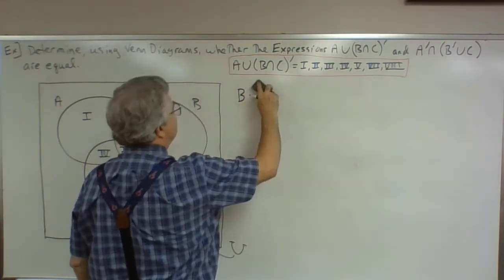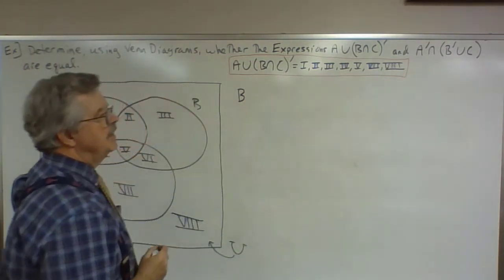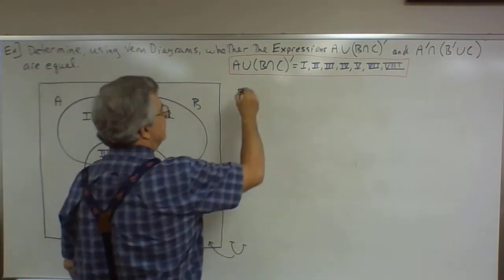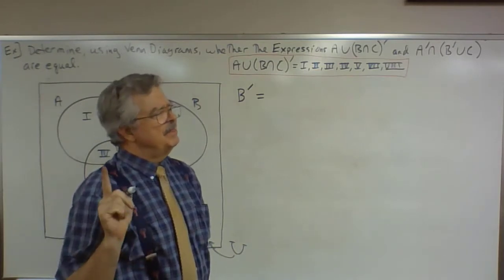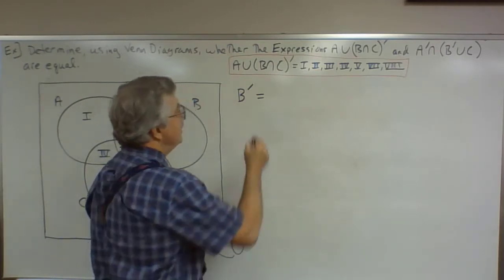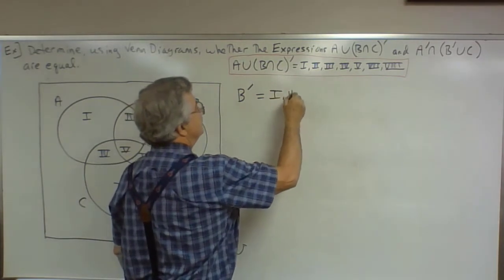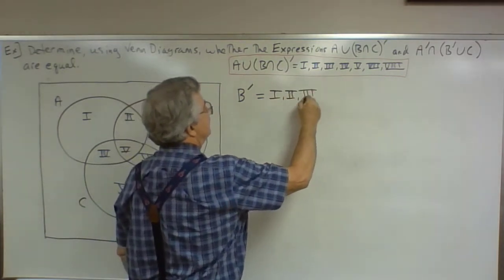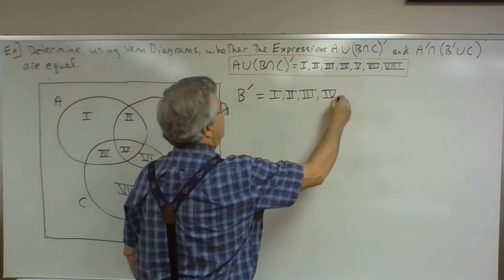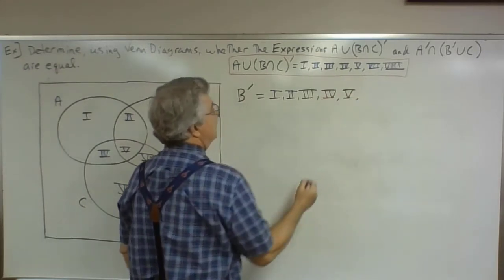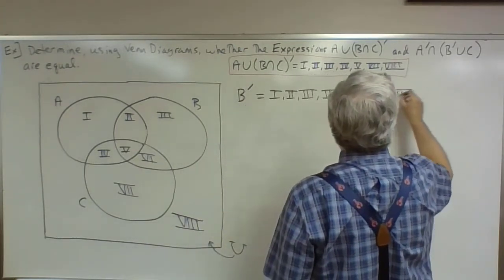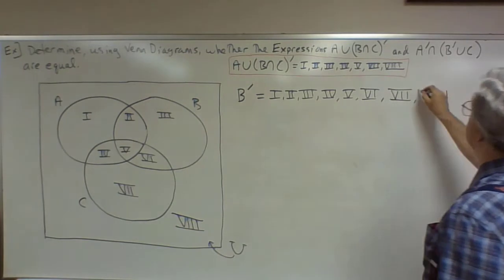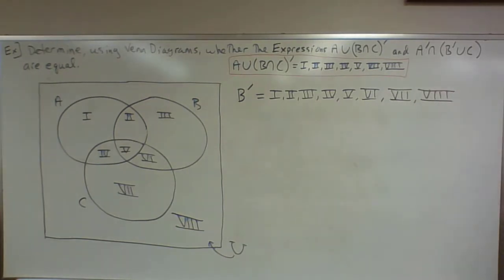Well, let's see. I guess there are a couple of ways I can do this. Might as well be consistent and do it the way that I think I've been doing it so far. I'll write down all of the regions in the universe. Okay, there are my 8 regions.